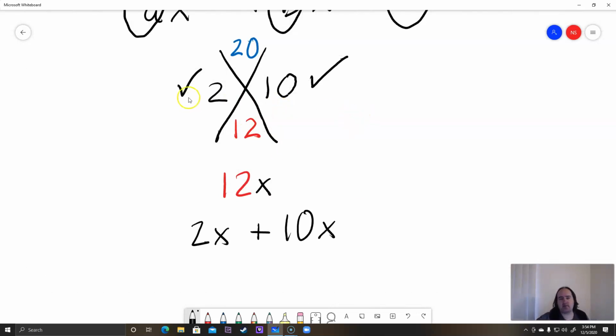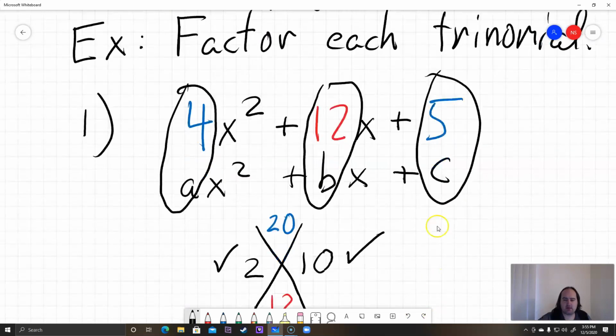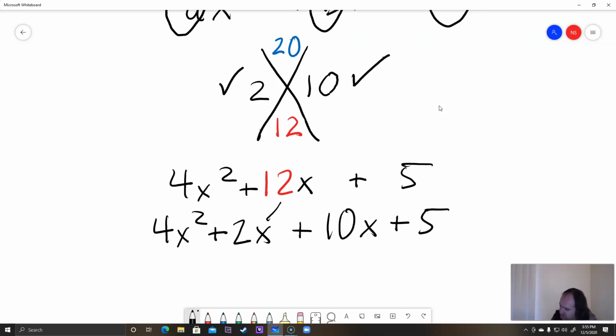Okay, and we're allowed to do that because these two numbers add to 12. So we know that 2 plus 10 is 12, so 2x plus 10x is 12x. All right, so you see what we did there? And then we can just rewrite the rest of our polynomial around it. So remember, the rest of this was 4x squared at the beginning and 5 at the end. So we have 4x squared plus 12x plus 5, and now we have 4x squared plus 2x plus 10x plus 5.